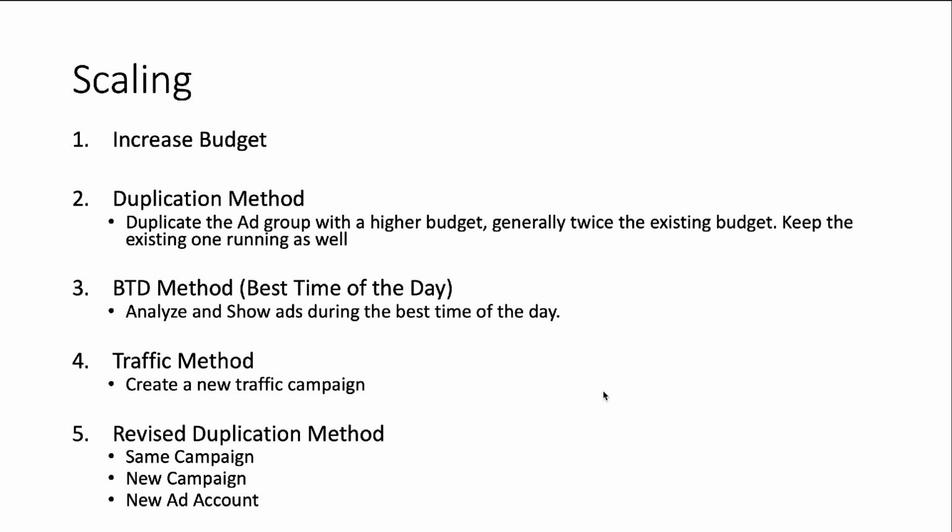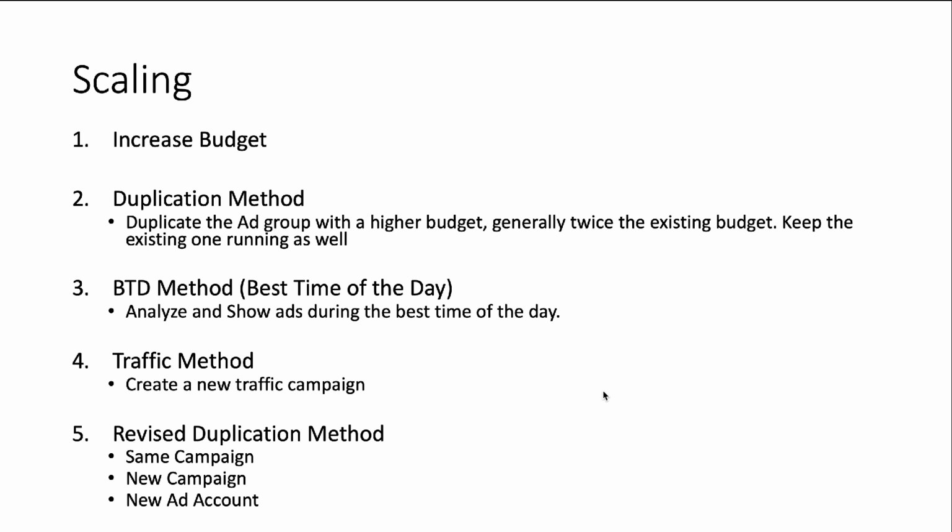The fifth one is the revise duplication method. In this one, you do the exact same thing that we did in the duplication method. However, here you do three different things. One is you create a copy in the same campaign. Second is you create a copy of the same ad group in a new campaign. And the third one is you run the same campaign, the same ads in a new ad account altogether. So create a new TikTok ad account, create a new campaign, a new ad group, everything same, and run it over there. This helps TikTok to identify different pockets of audience in your same interest category, and that's how you end up scaling.